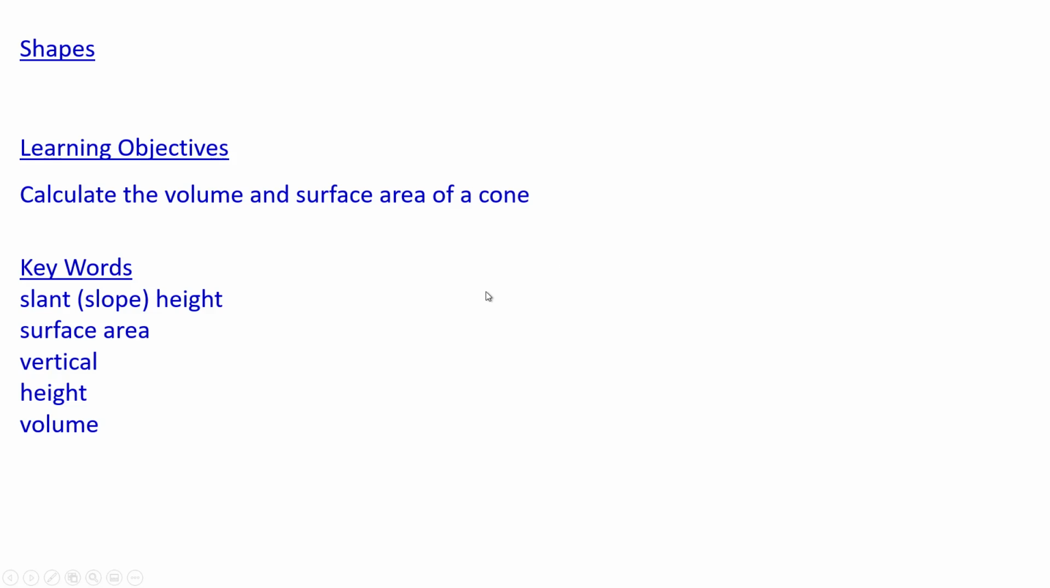Morning all, we're looking at shapes today. Calculate the volume and surface area of a cone. So if you want to make some notes, get your headings, keywords down, and write starter.